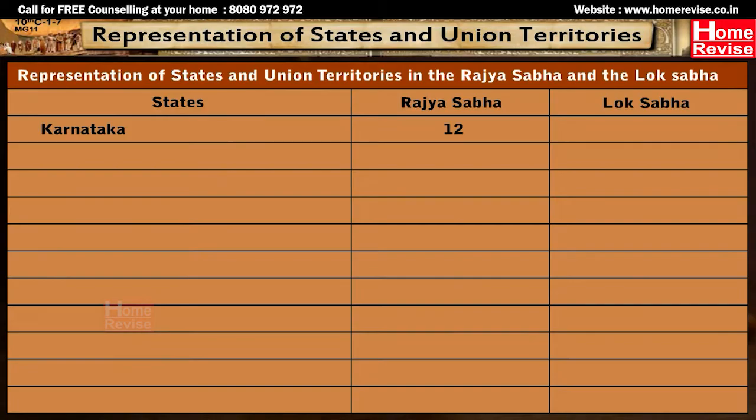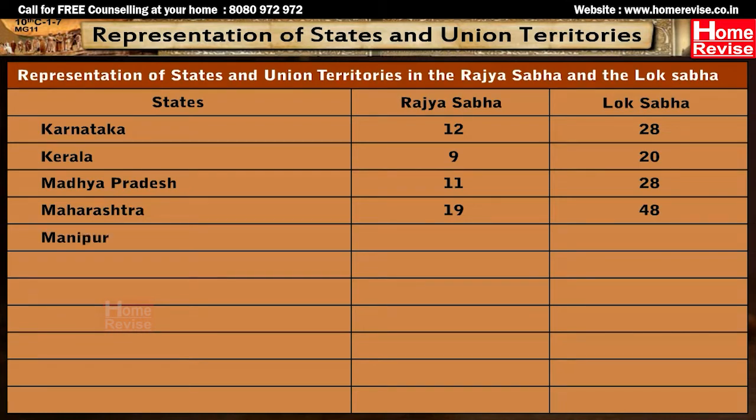Karnataka, 12 members in Rajya Sabha and 28 in Lok Sabha. Kerala, 9 members in Rajya Sabha and 20 in Lok Sabha. Madhya Pradesh, 11 members in Rajya Sabha, 28 in Lok Sabha. Maharashtra, 19 in Rajya Sabha and 48 in Lok Sabha. Manipur, 1 member in Rajya Sabha and 2 in Lok Sabha. Meghalaya, also 1 in Rajya Sabha and 2 in Lok Sabha. Mizoram and Nagaland both have 1 member in Rajya Sabha and 1 in Lok Sabha.